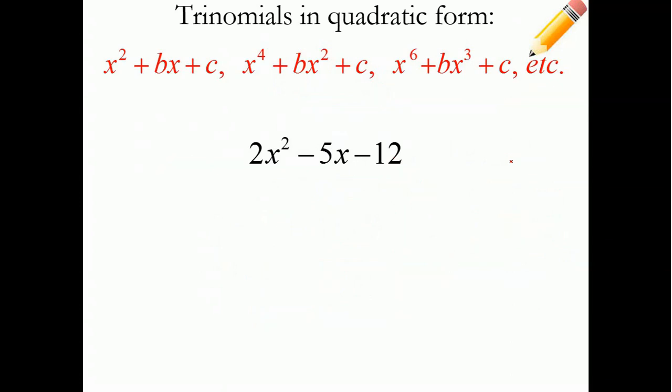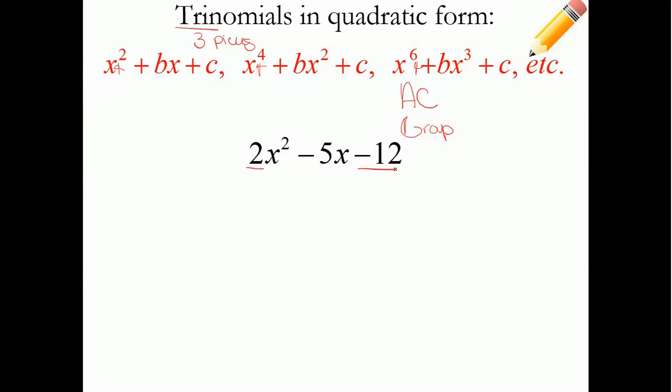Trinomials in quadratic form. So basically what this means is I'm going to have something with a 4 or a 6 or a 2 or an 8, something like that at the front. So this one I have 2x squared minus 5x minus 12. So this is a trinomial. When you see a trinomial, aka 3 pieces, you're going to use your AC method to get your group factoring. Because you've got to get 4 pieces to group, right? So let's use our AC method.